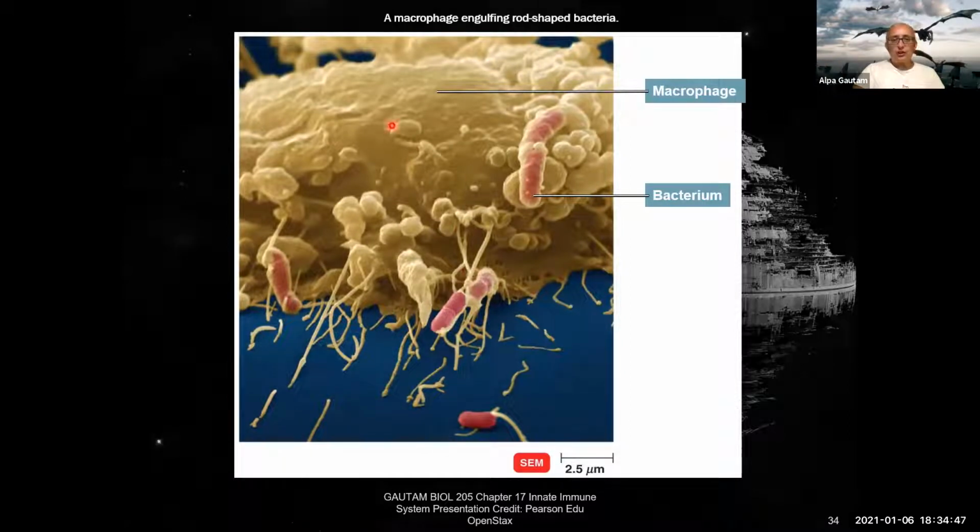So this is a good slide. It's showing you a macrophage that is phagocytizing the bacteria that you see here, right? So these are your rod-shaped bacteria that are getting phagocytized by this macrophage.